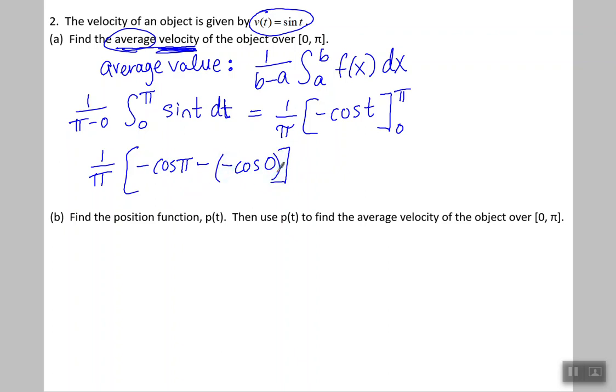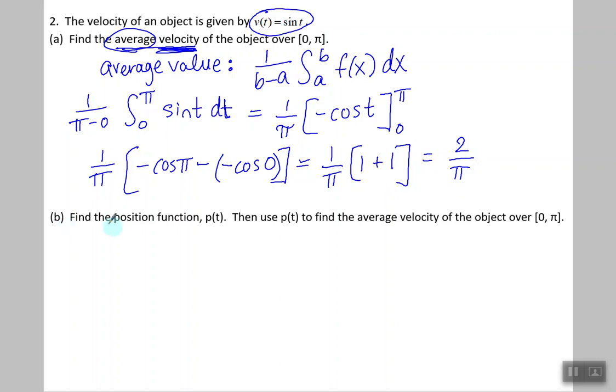Might be easier to see it that way. And then we can simplify. That makes 1 over pi times negative of negative 1 is 1, minus minus is plus 1, or 2 over pi is our average value.